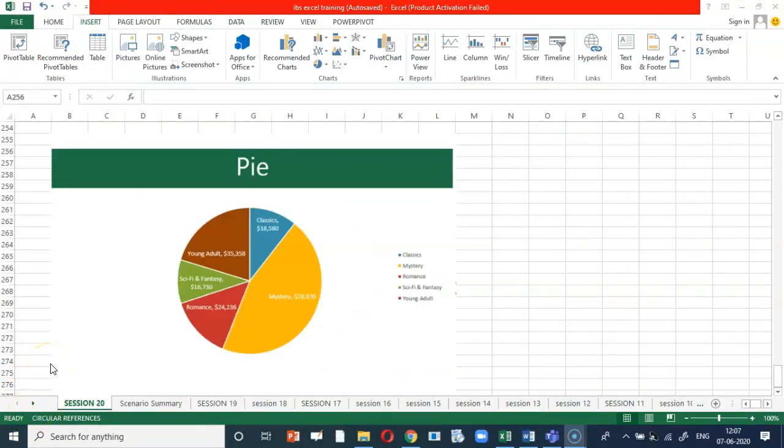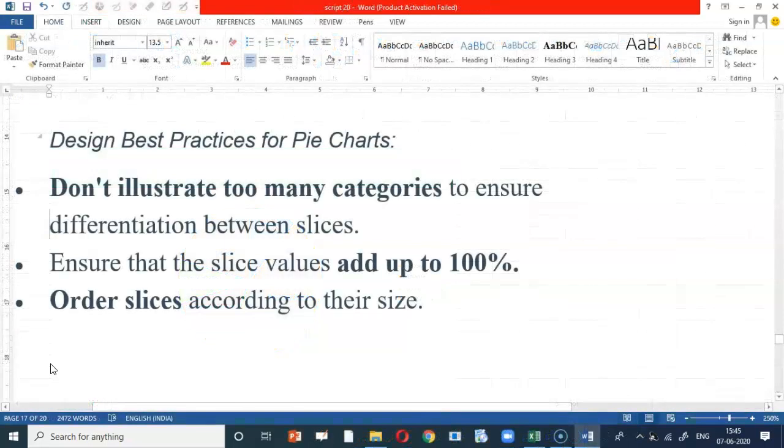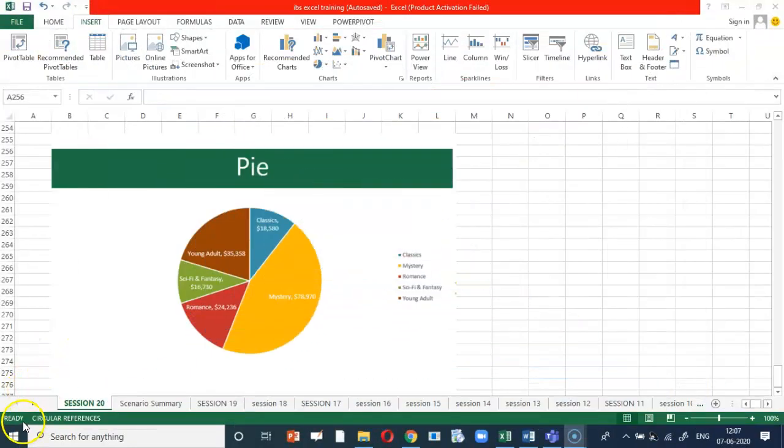The chart in front of you is called a pie chart. A pie chart shows a static number and how categories represent part of the whole, that is the composition of a data set. A pie chart represents numbers in percentage. The total sum of all segments needs to equal 100%. The best practices for pie chart will be: don't illustrate too many categories, to ensure differentiation between slices. Ensure that slice values add up to 100% and order slices according to their size.